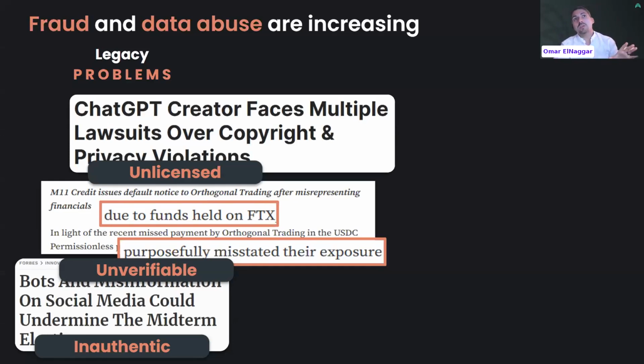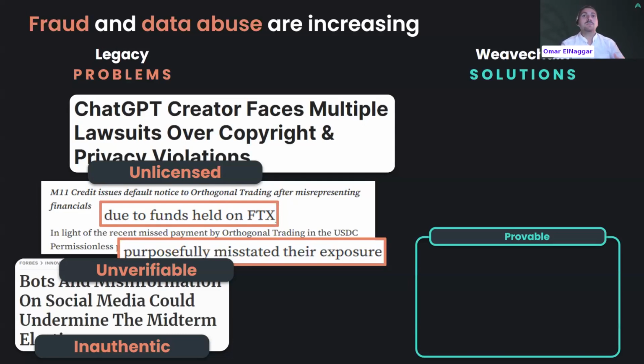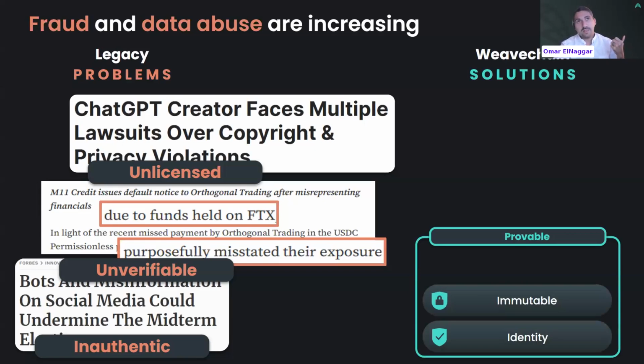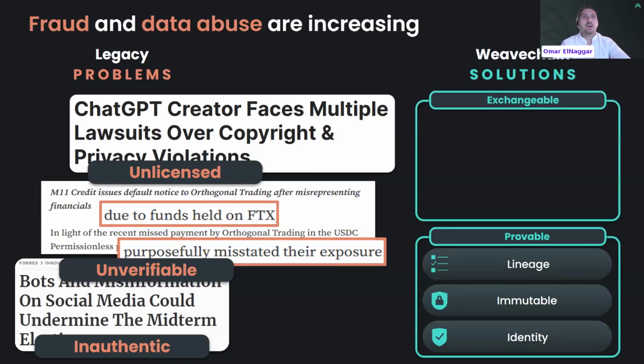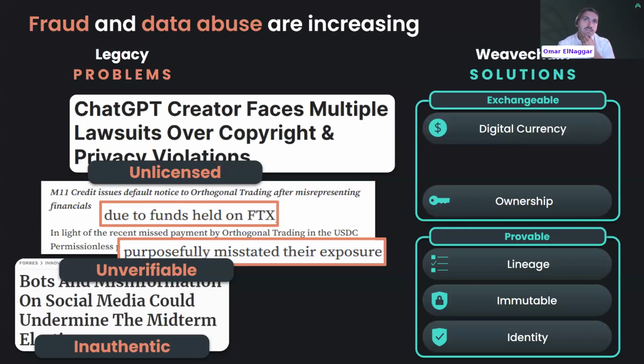And the good news is that we can address these issues with things like decentralized storage. At WeaveChain, we always try to say that we're trying to make data flows provable, where we understand the source of data, that it is backed by cryptographic guarantees of immutability, and that you can see a lineage of how things have progressed. And then we are really promoters of data exchangeability, where individuals can own their own data, exchange it for digital currencies, and that could be for raw replication or for things like confidential computing.